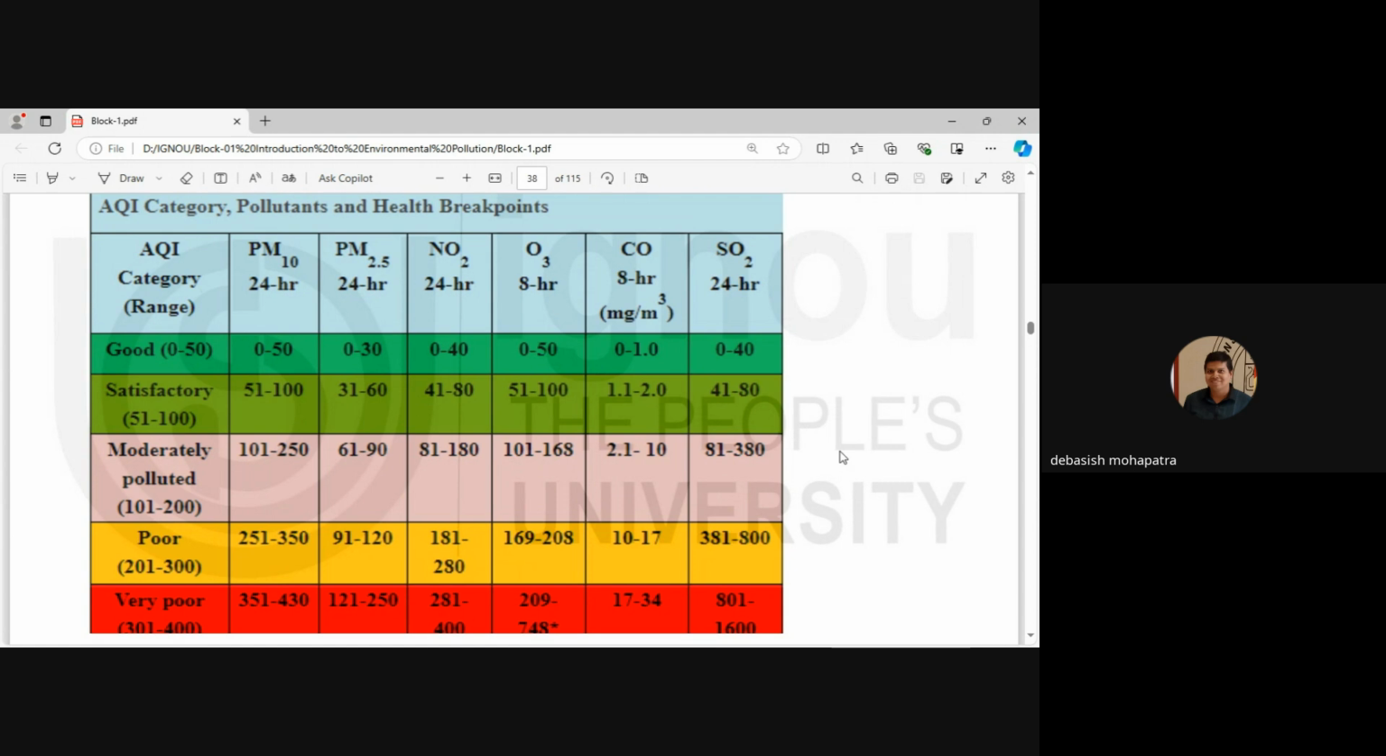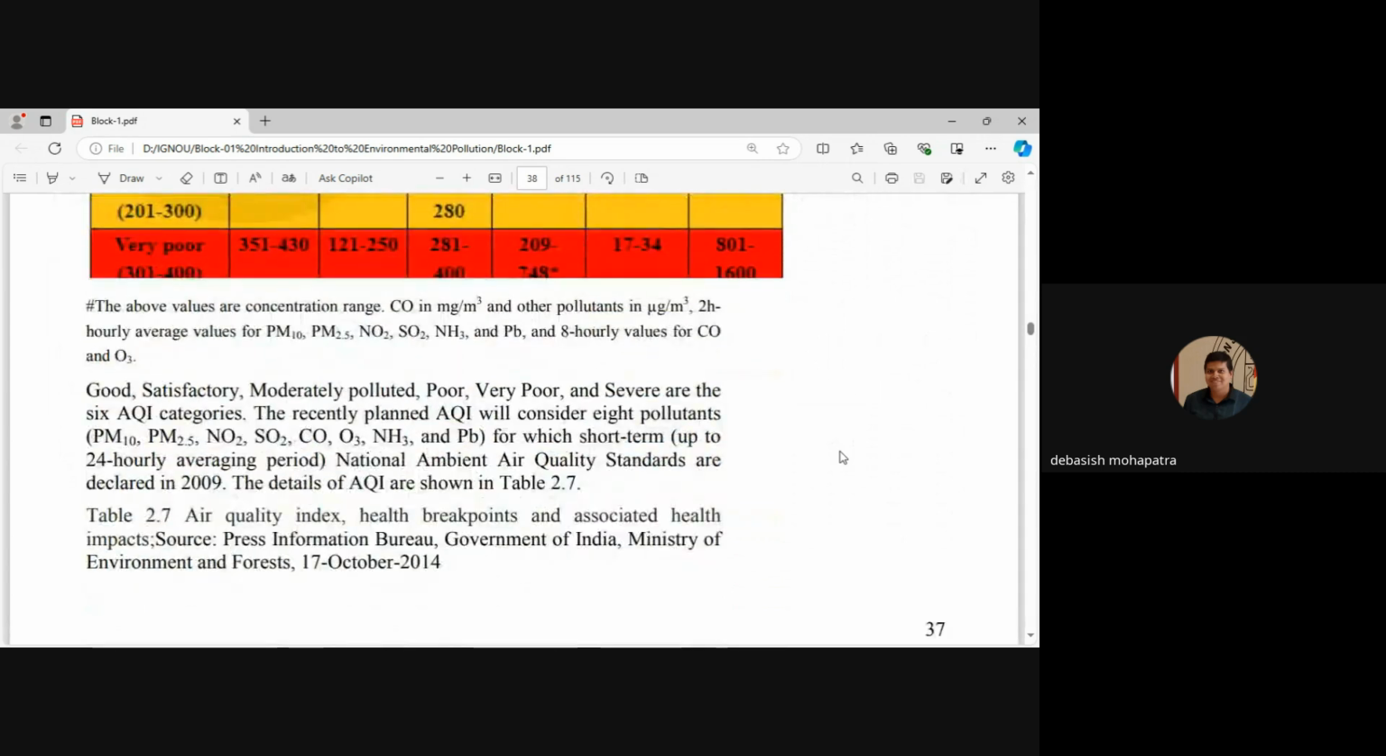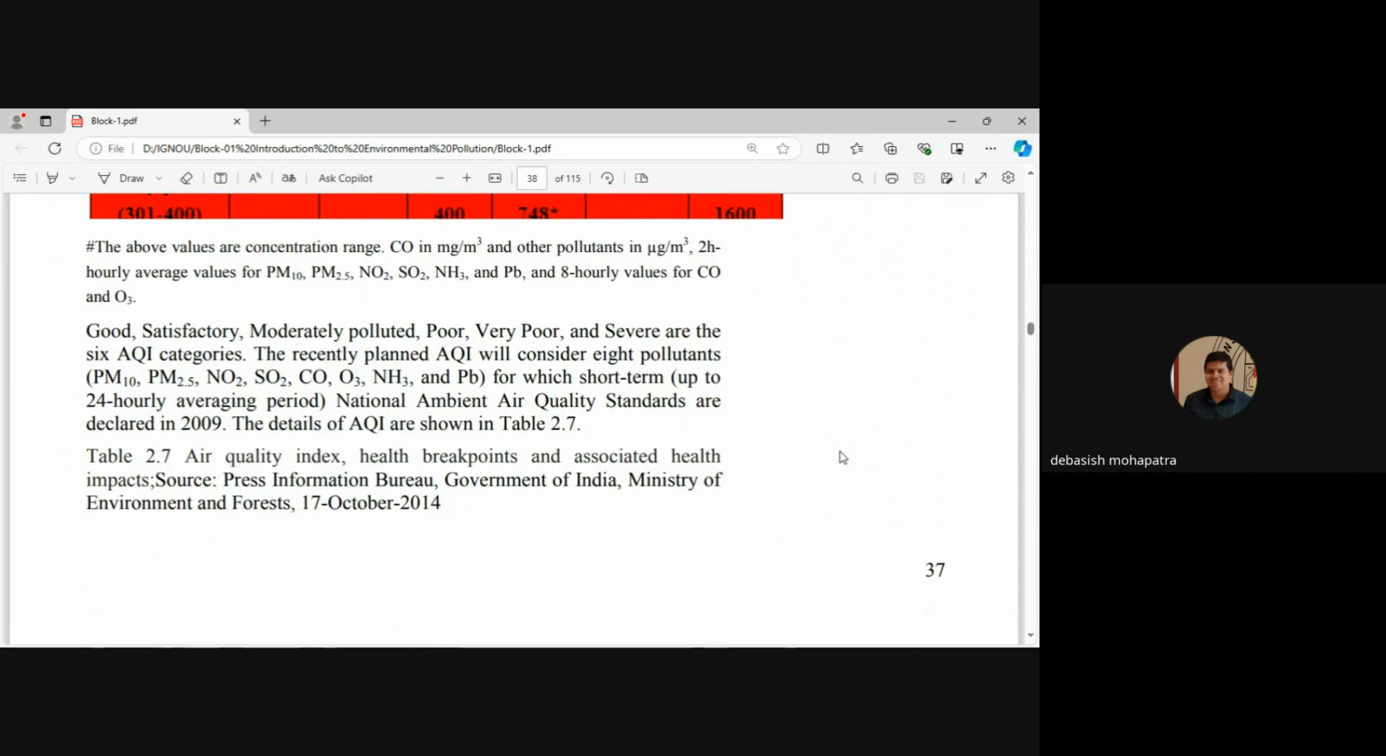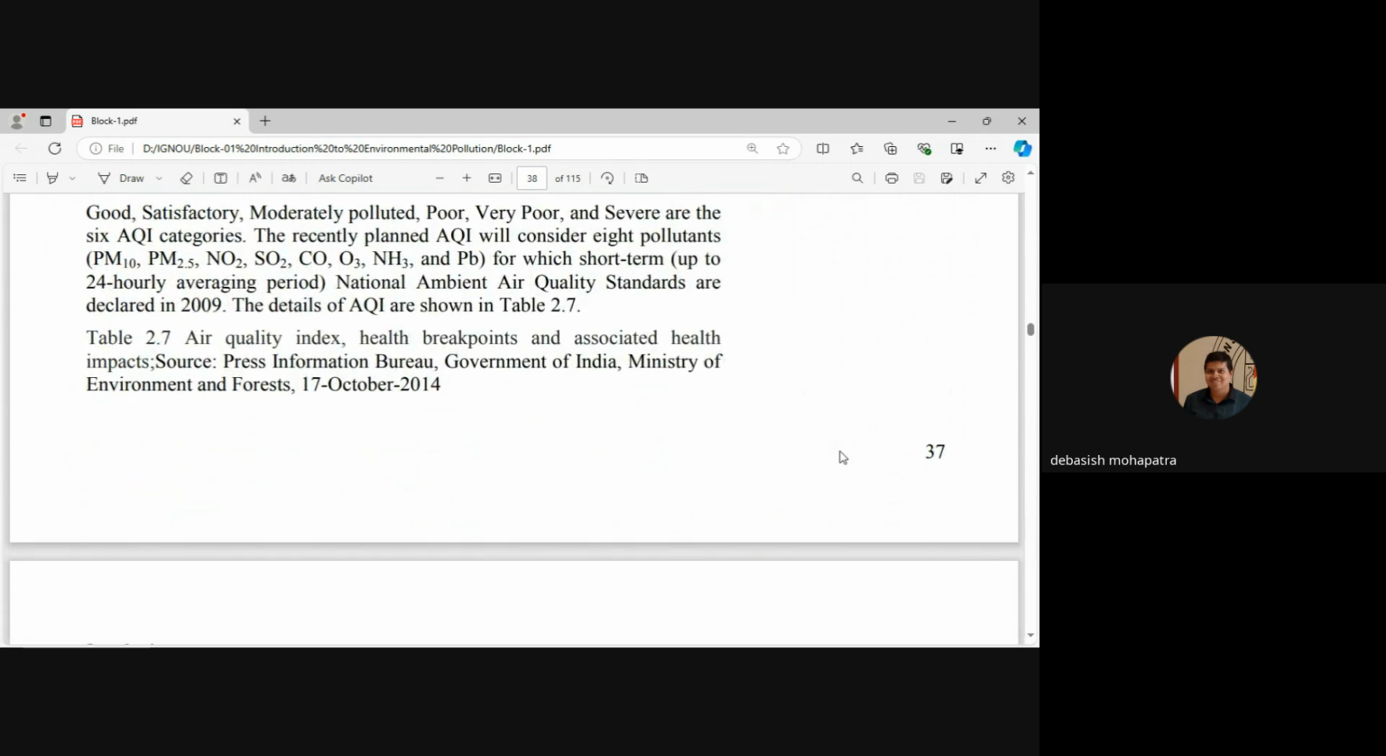And all these things are done by monitoring these different things: PM10, PM2.5, NO2, and then ozone, carbon monoxide, and sulfur dioxide. So there are 6 AQI pollutants. The recently planned AQI will cover 8 pollutants like PM. Okay, all these are there.